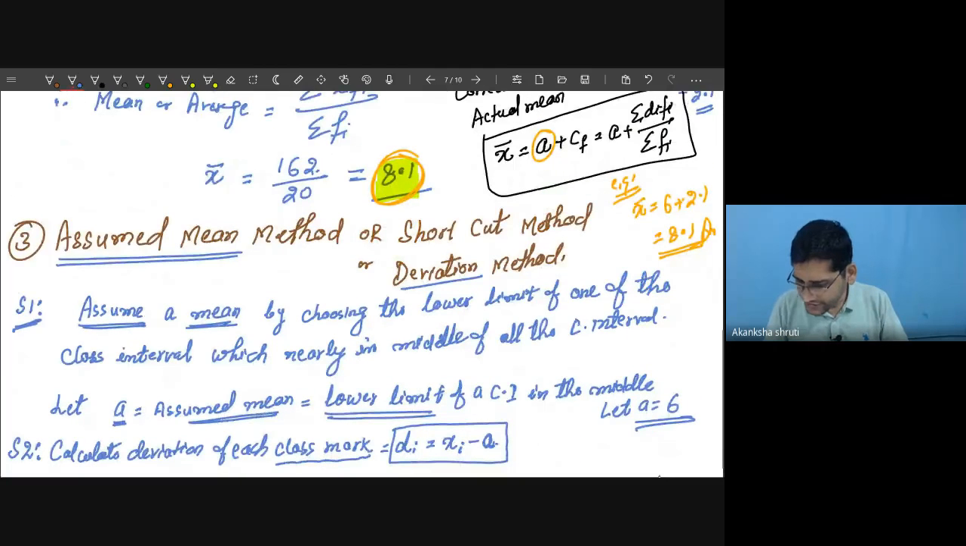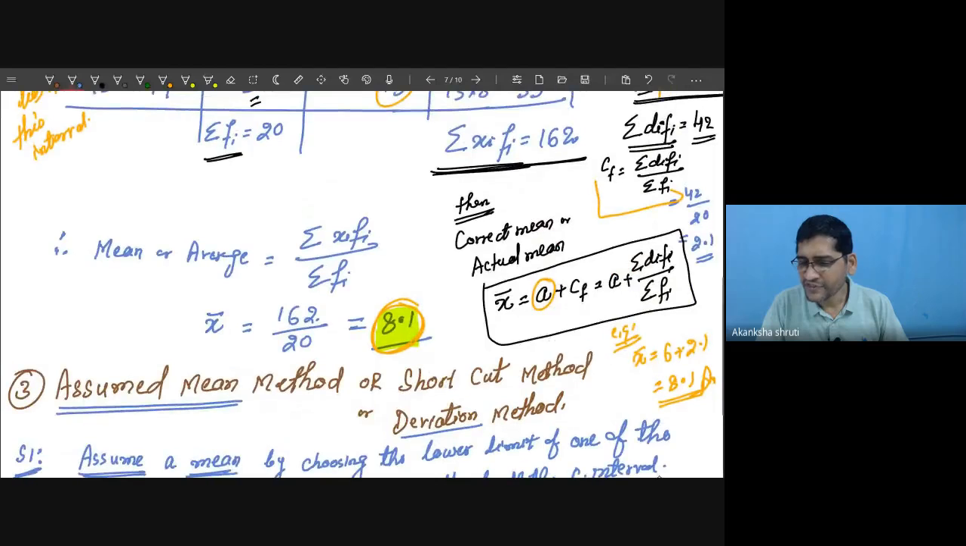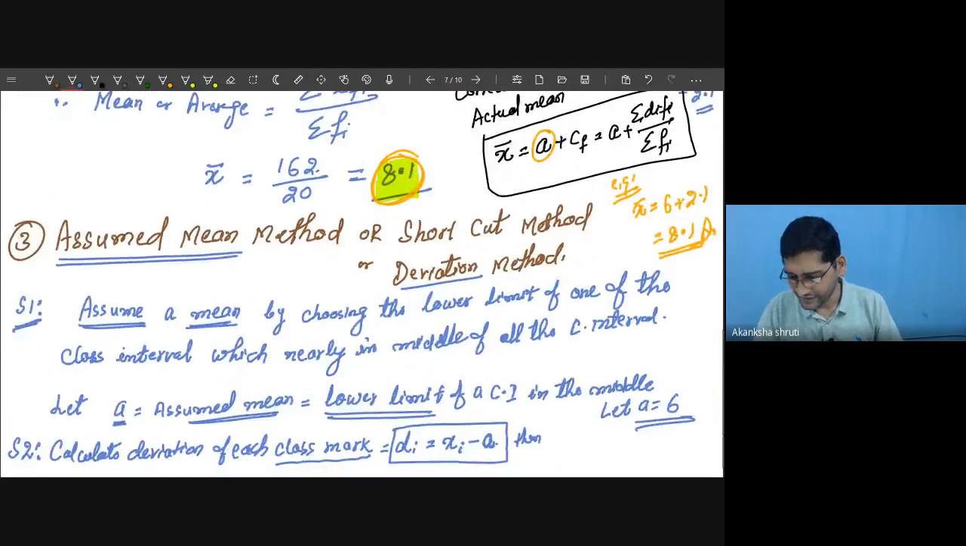Then calculate the deviation di. Then you have to calculate the sum of difi and divide it by sum of fi. Then the correct mean is obtained by adding the correction factor, that is obtained by summation of difi divided by summation of fi, to A. So this is the formula for the assumed mean method.